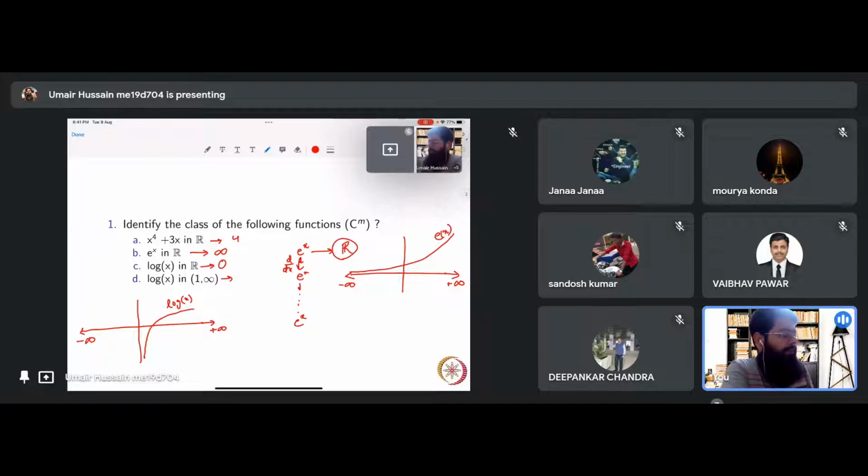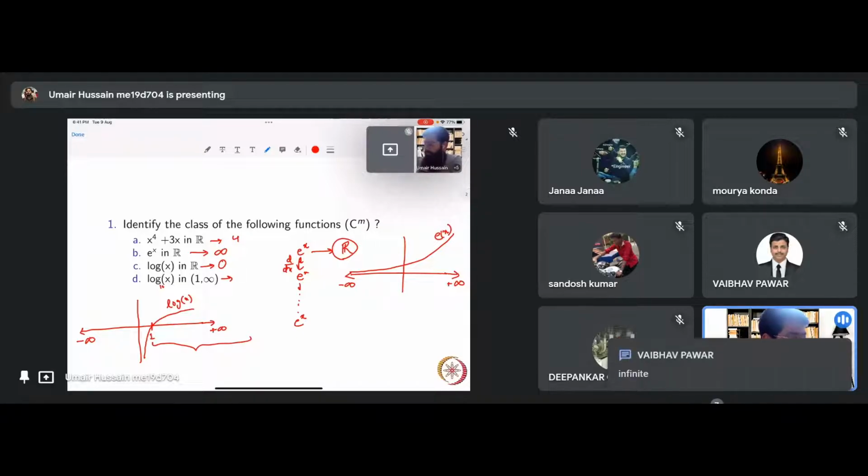If we modify our range, instead of real numbers, if we define our range from this one, okay, it's basically L. Okay, let's see, natural log. No, not natural log. Log base 10. If we define a domain from here to infinity, now what would be the class of this function?